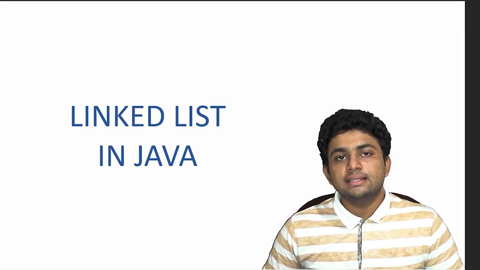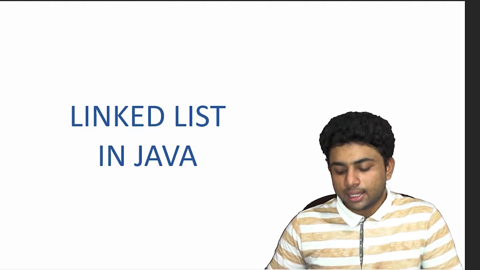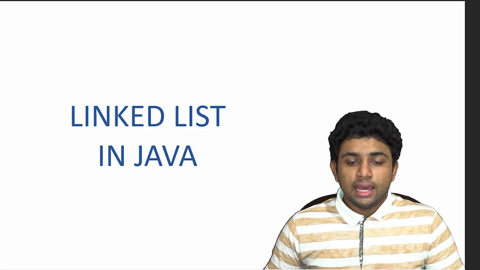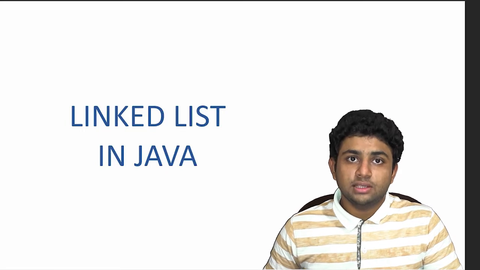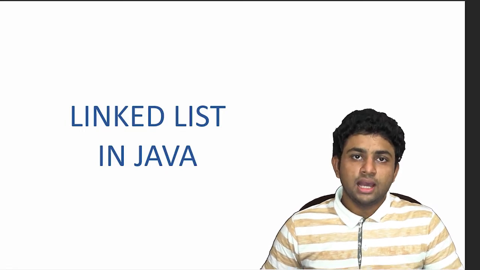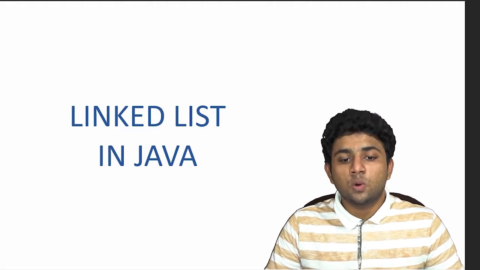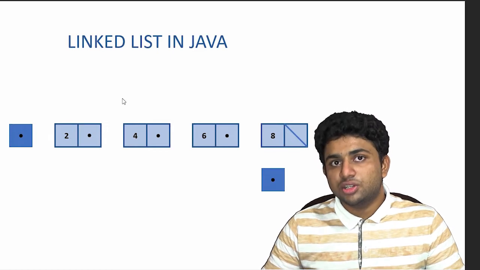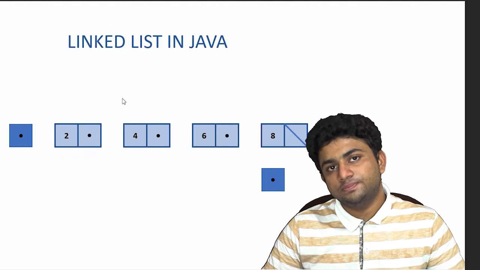A linked list is a linear data structure where elements are not stored at contiguous memory locations like in an array. In a linked list, it's basically a collection of elements which are linked together. Each element is a separate object which is also called a node. A node is a basic structure which can store data and a reference to the next node.